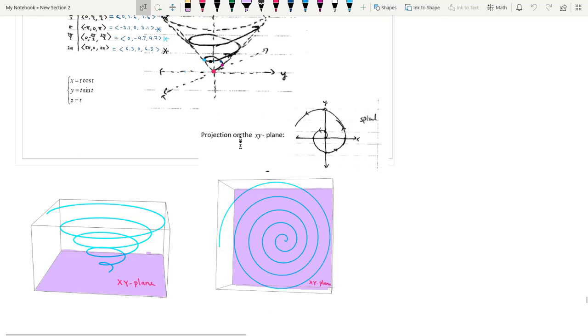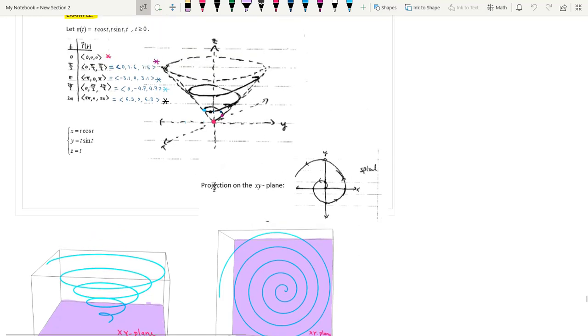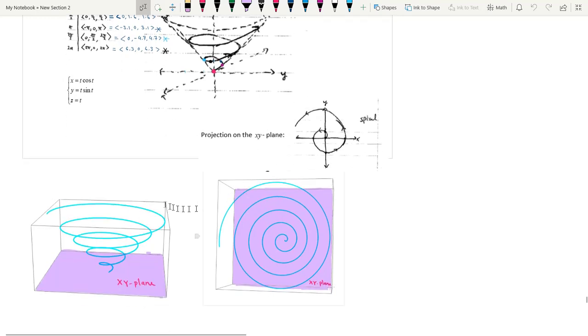Now the projection of this graph on the xy plane is this one. To understand this, suppose you flash a light from above.